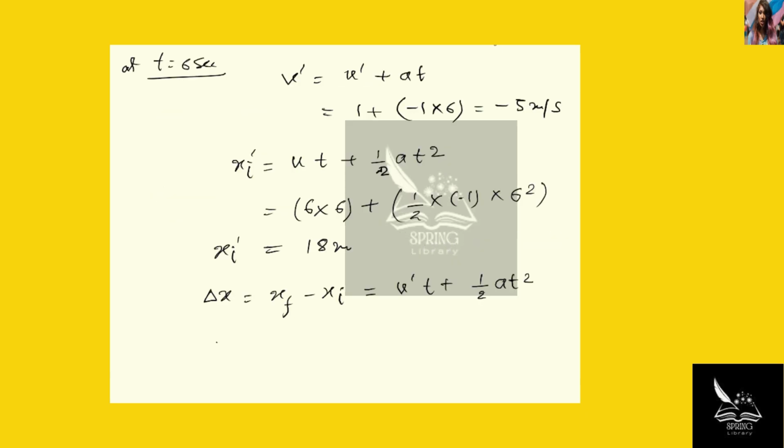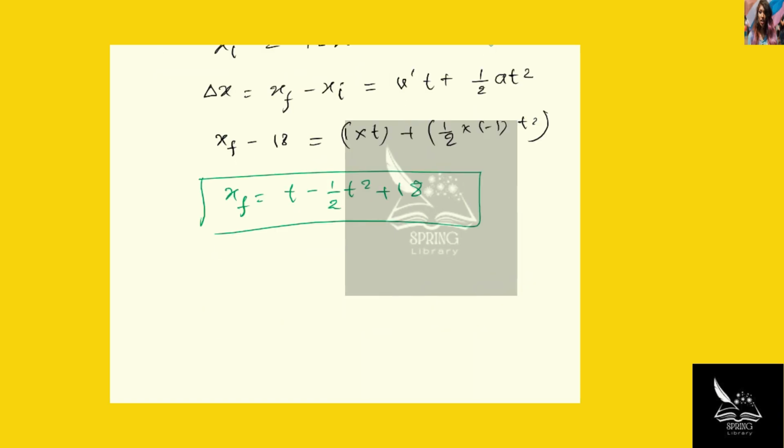Now we will substitute their values. Xf minus 18 meter is equal to 1 into t plus half into minus 1 into t square. Now this is the equation between the final position and the time.